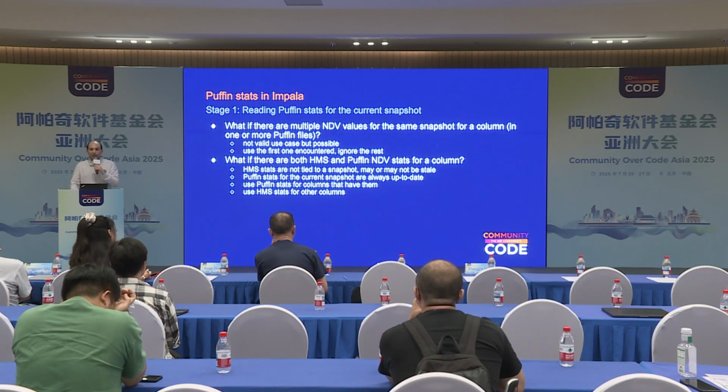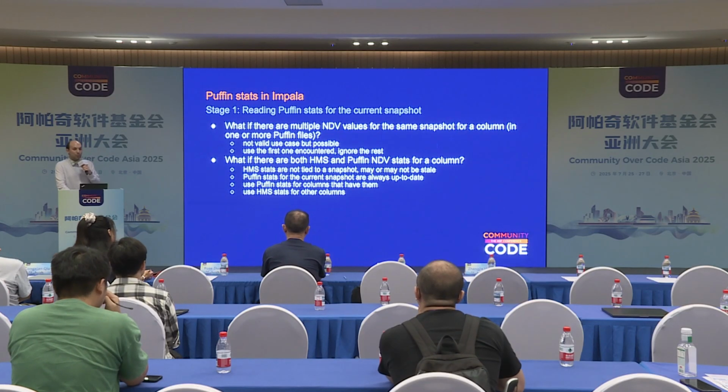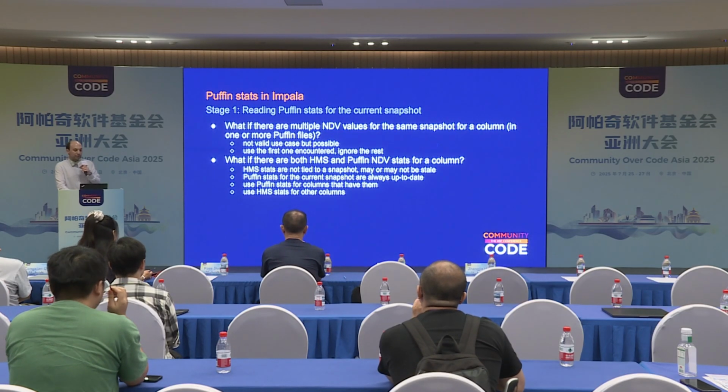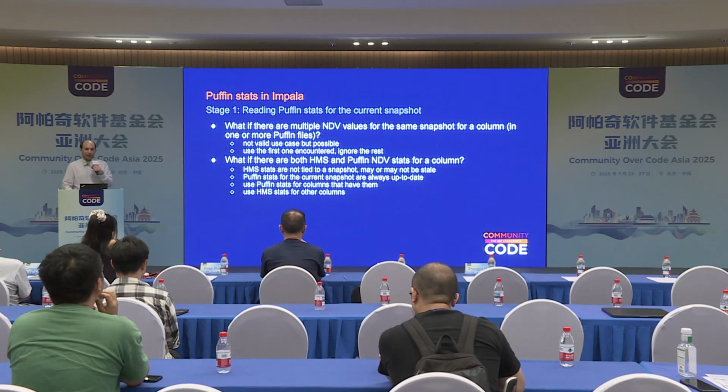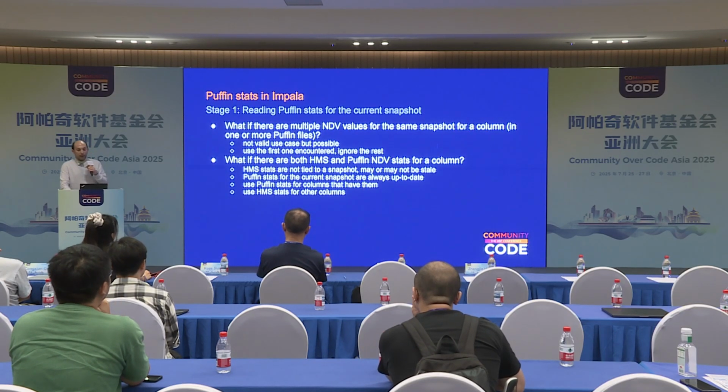So we can simply just use the first one that we encounter and we can ignore the rest. We don't even check whether it's the same value or not. Now, a little bit more interesting question is what happens if we have both Puffin stats, so the Iceberg statistics, and HMS stats, so statistics that Impala used to use since its creation.